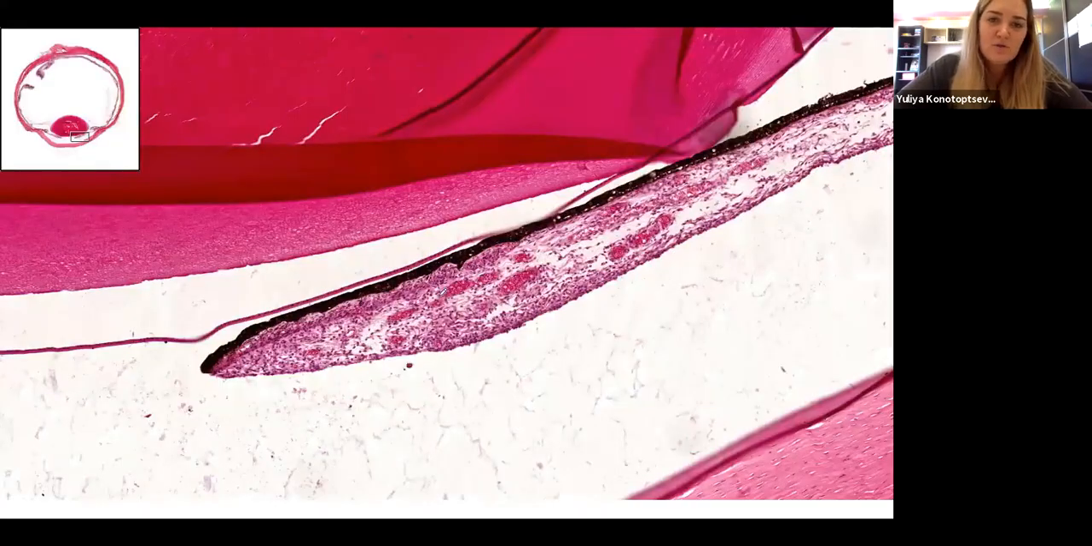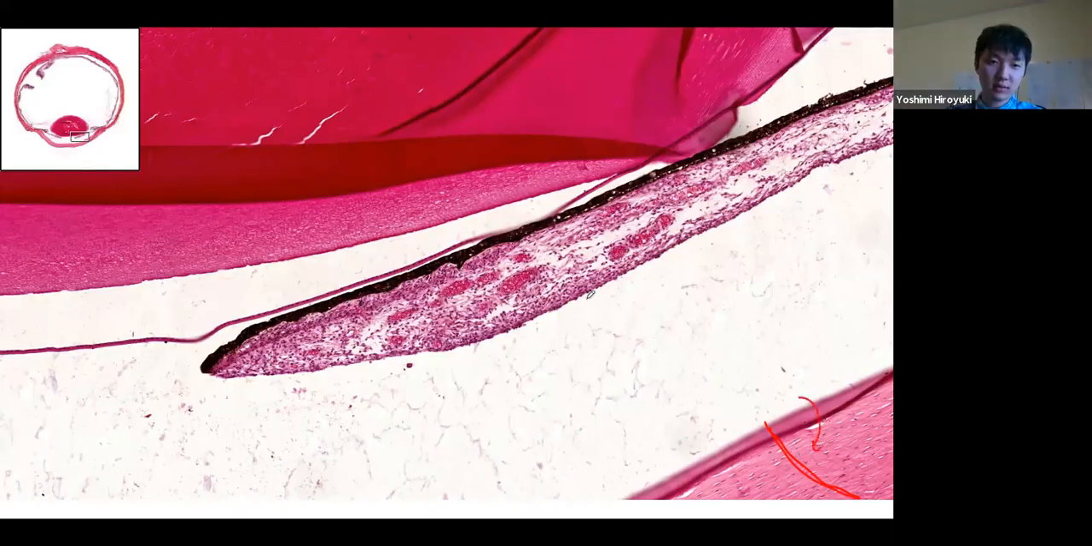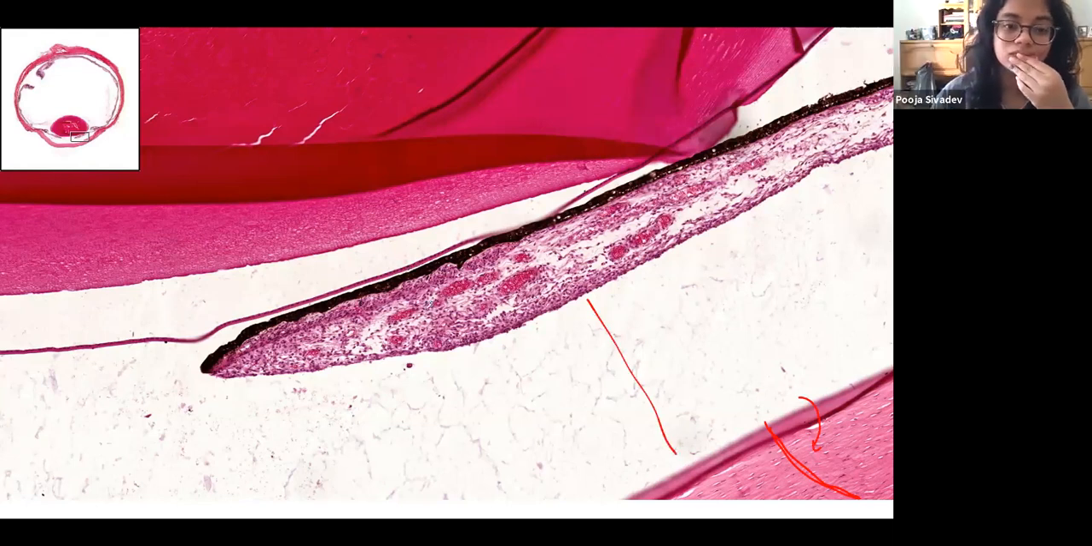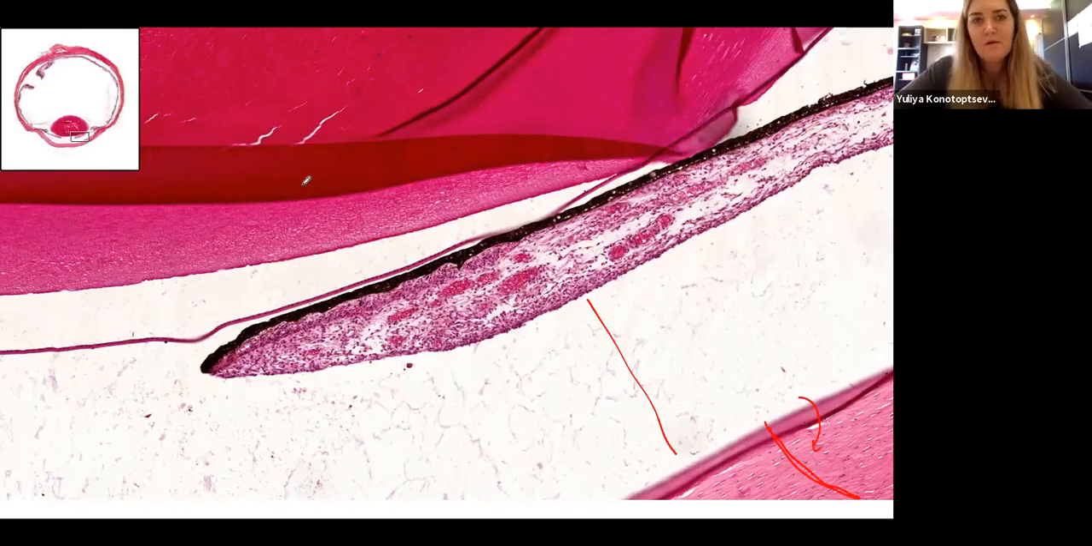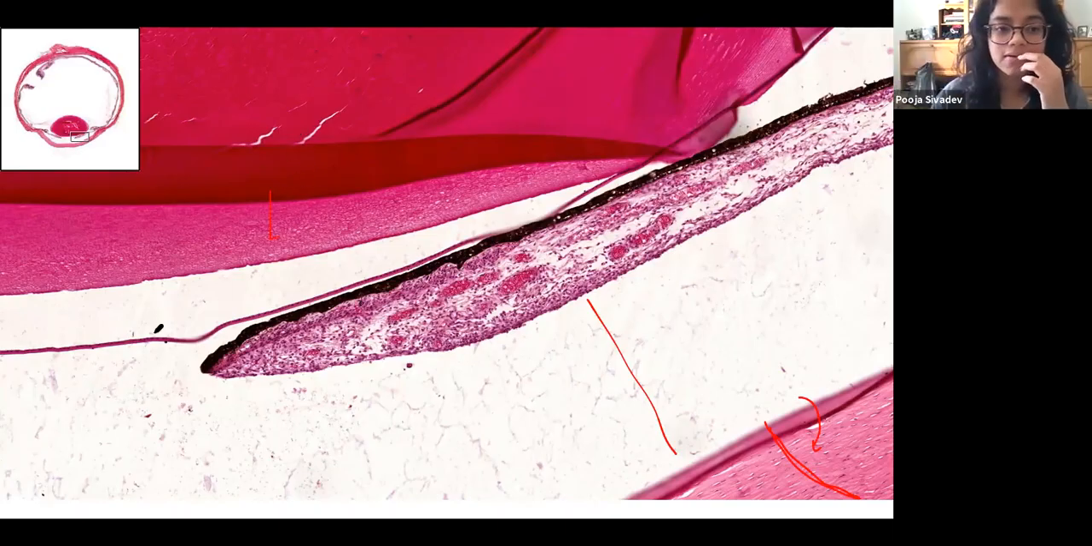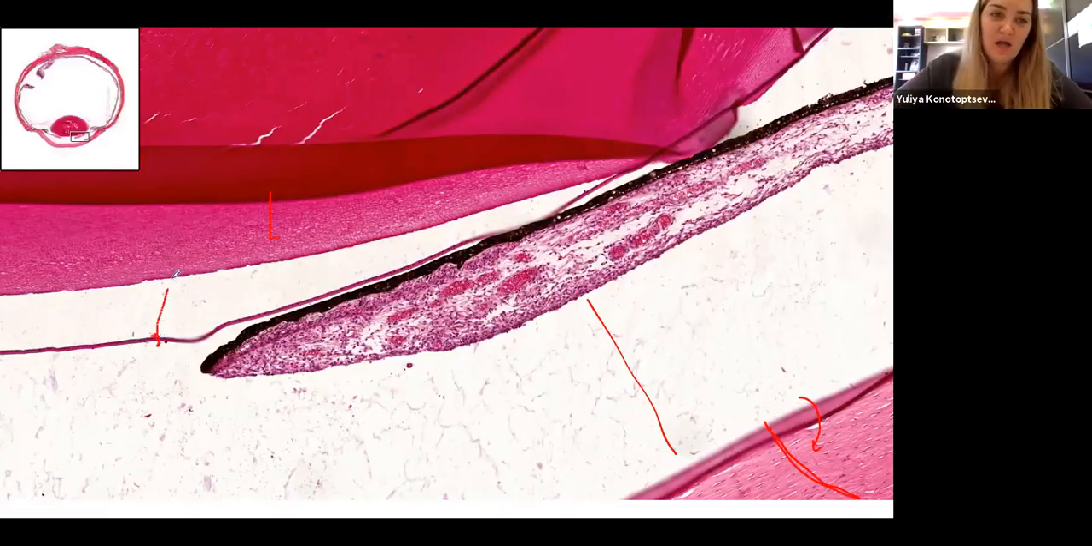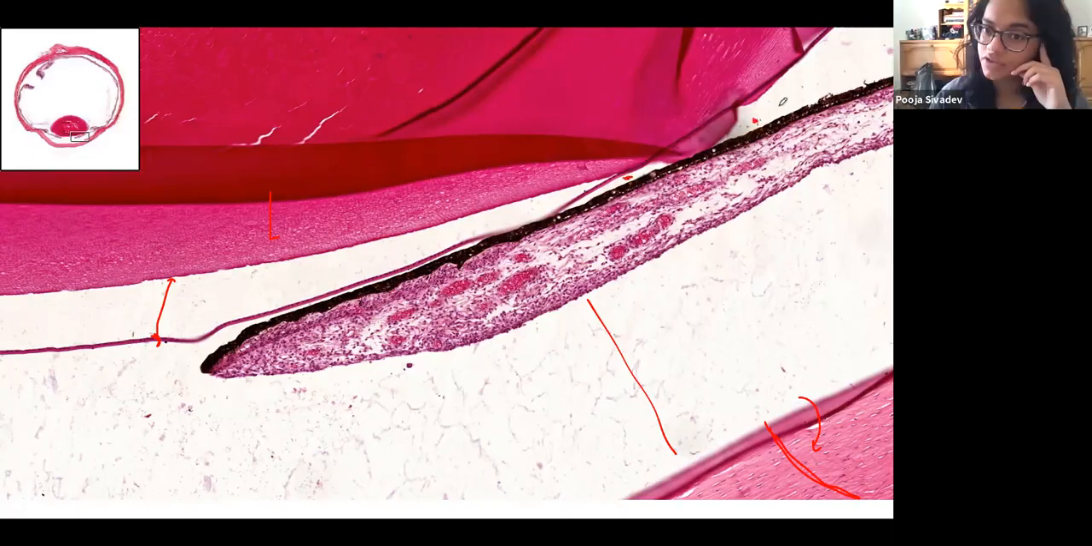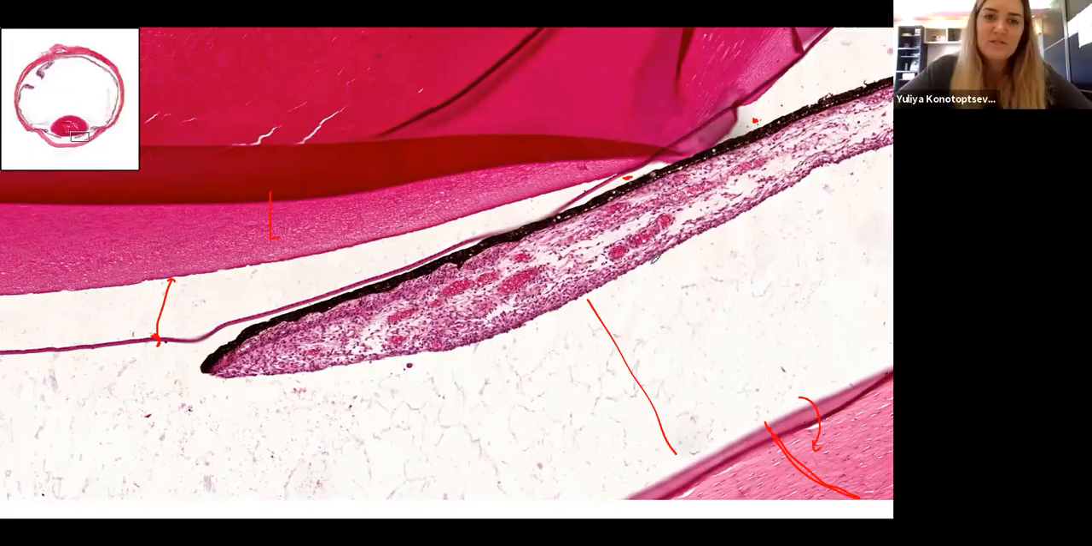So take a look where we are. So this whole thing is iris. Tell me, what is this? Cornea. What is this? Anterior chamber. This is the iris itself. This? Lens. And this is the capsule of the lens. It should be attached to the anterior surface of the lens, right? So you should be able to see it there, but you can see it's a bit detached. So what is this space here? Posterior chamber.